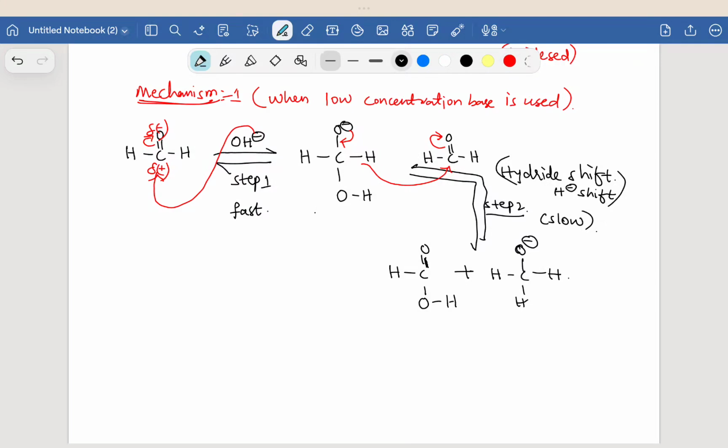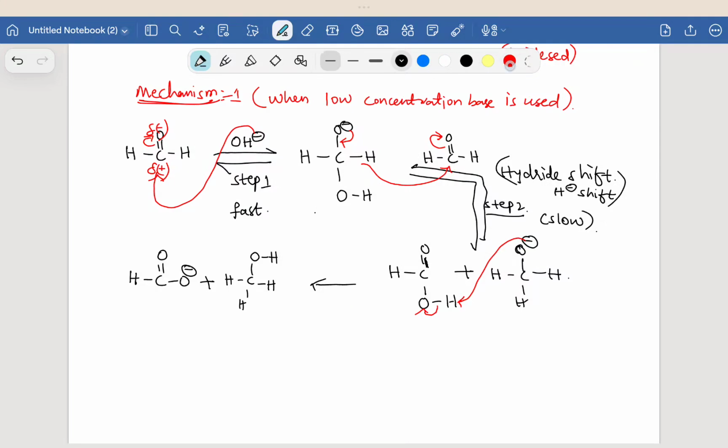Okay, now we have here O minus. This O minus will take the hydrogen from here and this bond will move here. Then what will we get? We will get first one as H C double bond O minus. I am writing this O here, and next here this oxygen got hydrogen, right? So what it will be? H C H H OH.